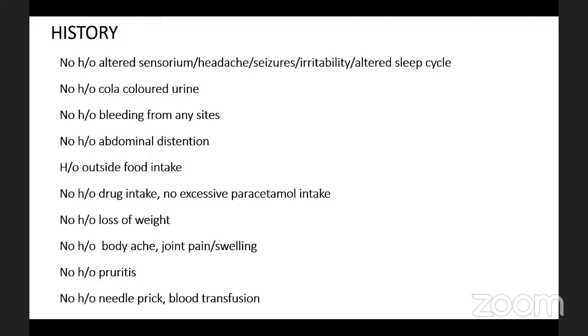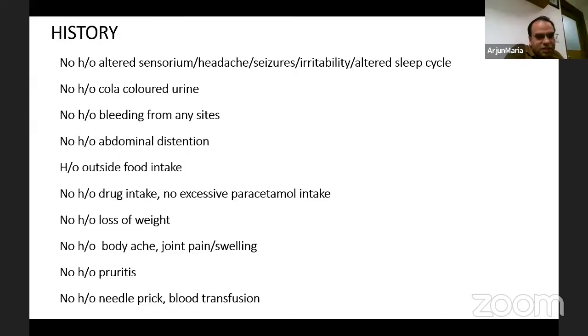No history of body ache, joint pain, swelling. Why did you take a history of body ache? In this case, if there is autoimmune hepatitis, it will present with body ache and joint pain. And why are you thinking of autoimmune hepatitis? Can autoimmune hepatitis present like this acutely? No, sir, it will present chronically, or maybe sometimes acute on chronic, with body pain or joint pain.